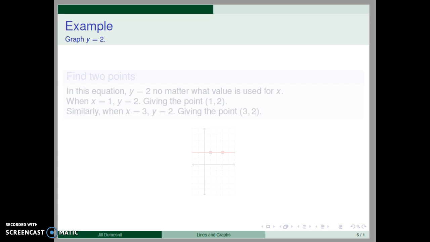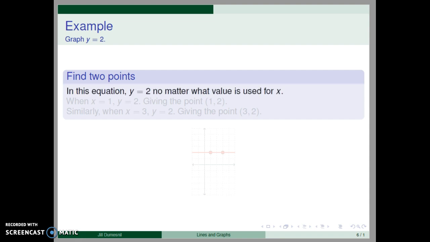Now let's graph the line y equals 2. We need to find 2 points on the line. In this equation, however, y is always 2 for any value of x. So when x is 1, y is 2, giving the point (1, 2). Similarly, when x is 3, y equals 2. This gives the point (3, 2). Again, I'm choosing my x values arbitrarily.